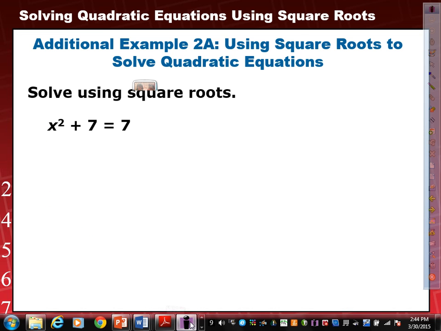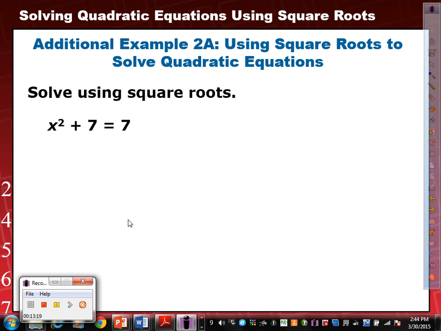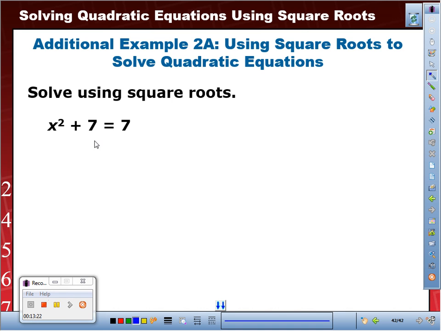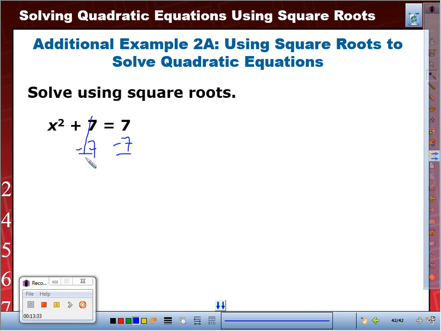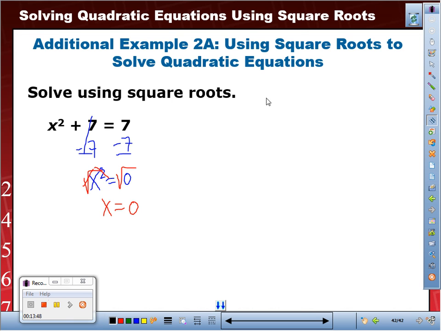Okay. So, what do we do from here? You put minus 7, minus 7 on both sides, and then it's x squared equals 0. What do we do from there? From there you take the square root, and then x equals 0. X equals 0. Let's graph this.